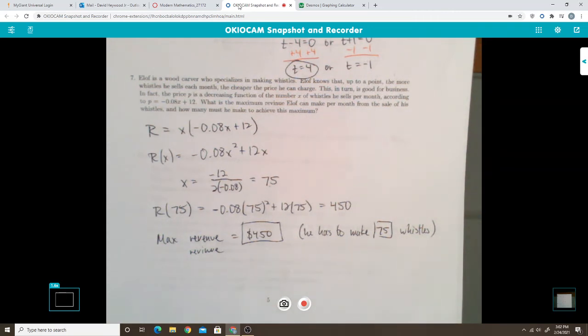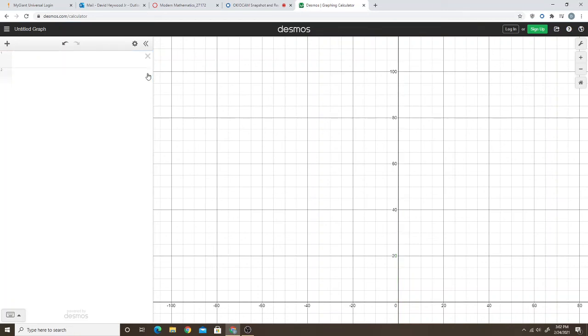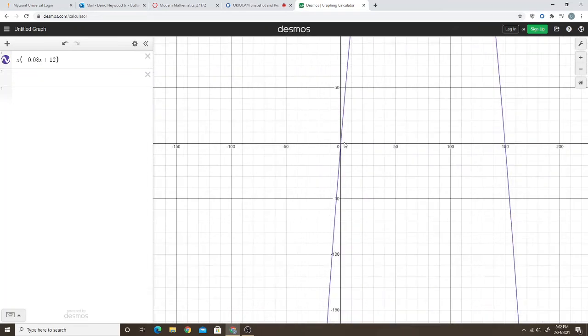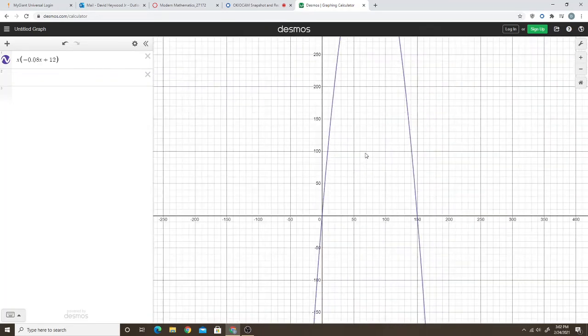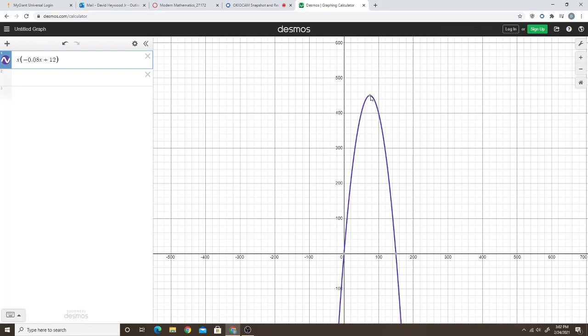Okay, and if you wanted to see that in Desmos, you could just put in X times negative 0.08X plus 12. Ooh, okay. So there you go. He has to make 75 whistles, and if he does, he'll make $450. So that's that idea.